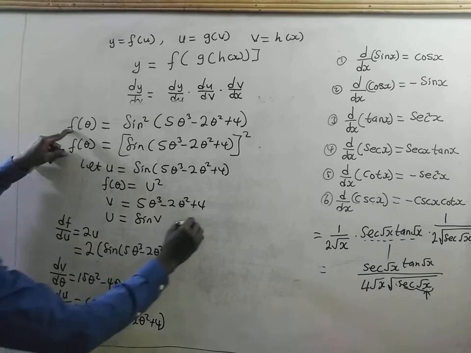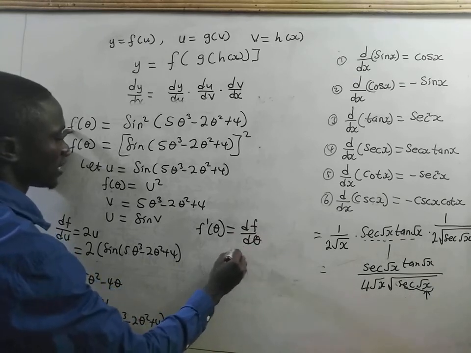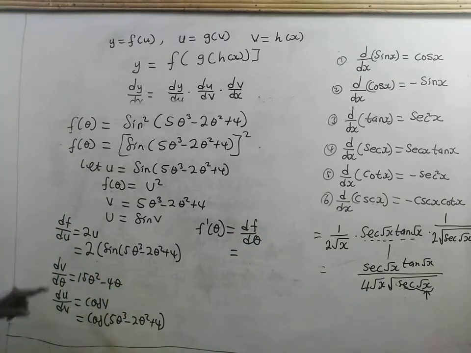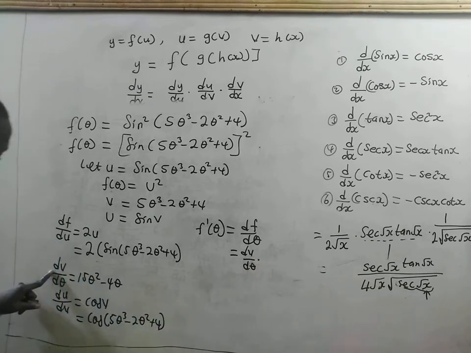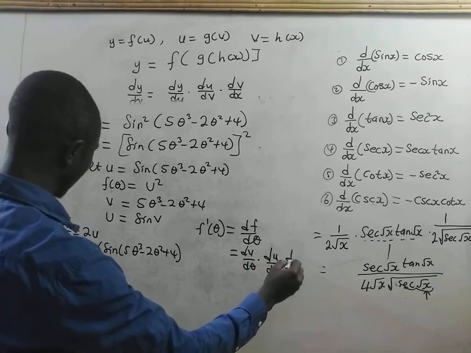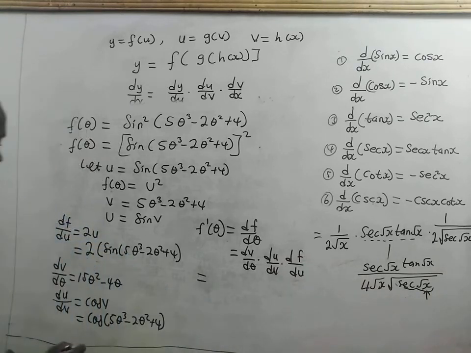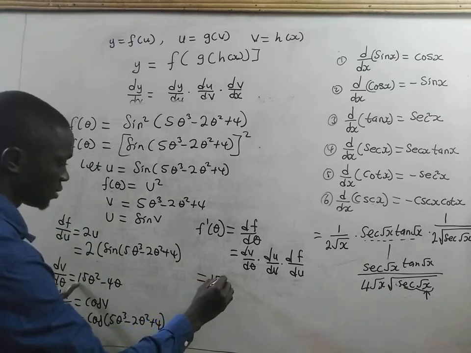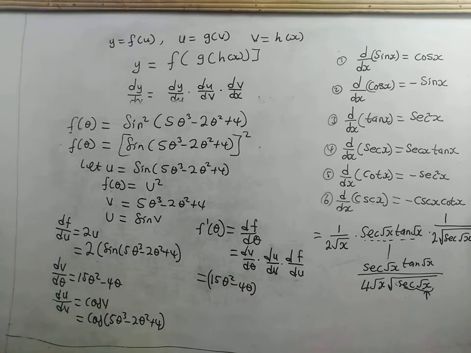So now, our f prime of theta, that is equal to the derivative of f with respect to theta, is now equal to, we take 1, 2, 3. Let's take the simplest one first. The derivative of v with respect to theta times any of these. The original function is in sine. So let's take this first. Derivative of u with respect to v times derivative of f with respect to u. Okay. So this will give us 15 times theta squared minus 4 times theta. Put it in bracket because we have two terms. Times du dv.